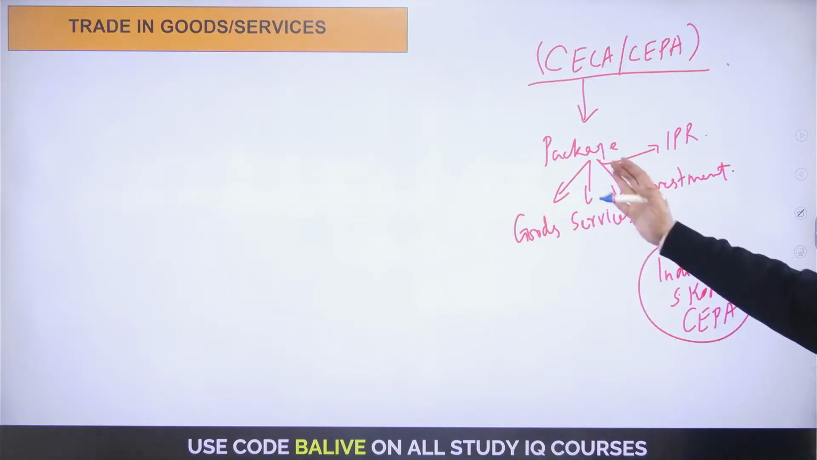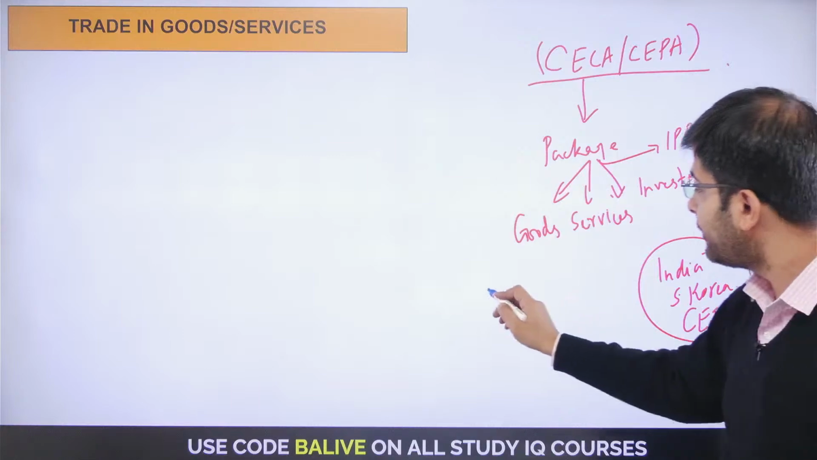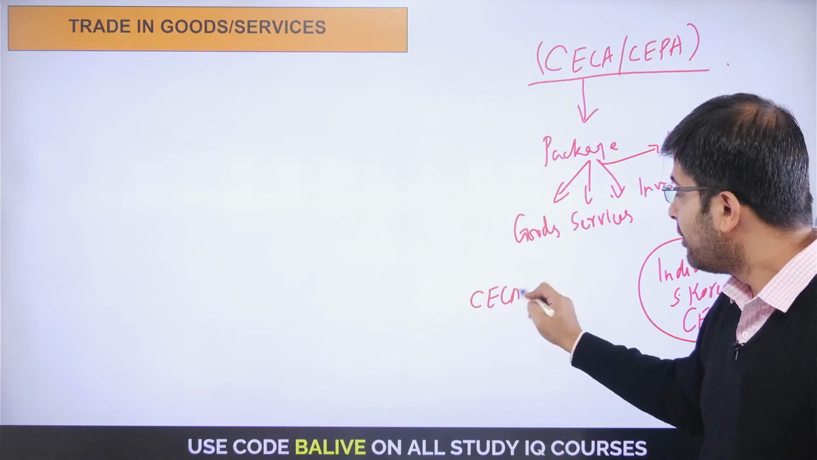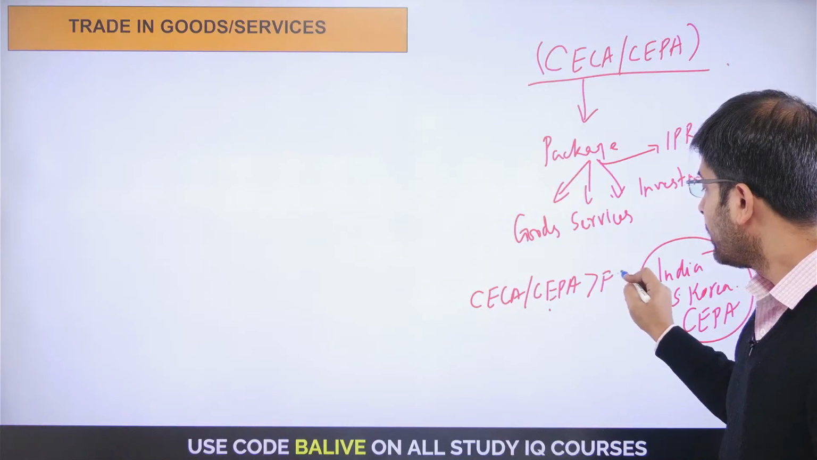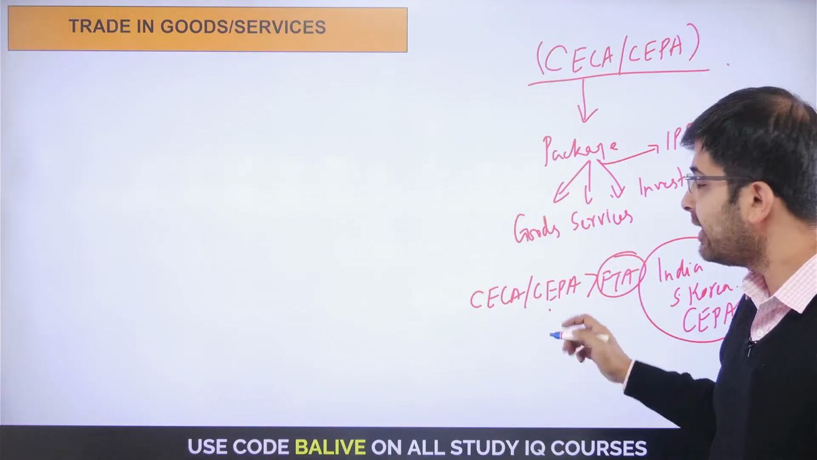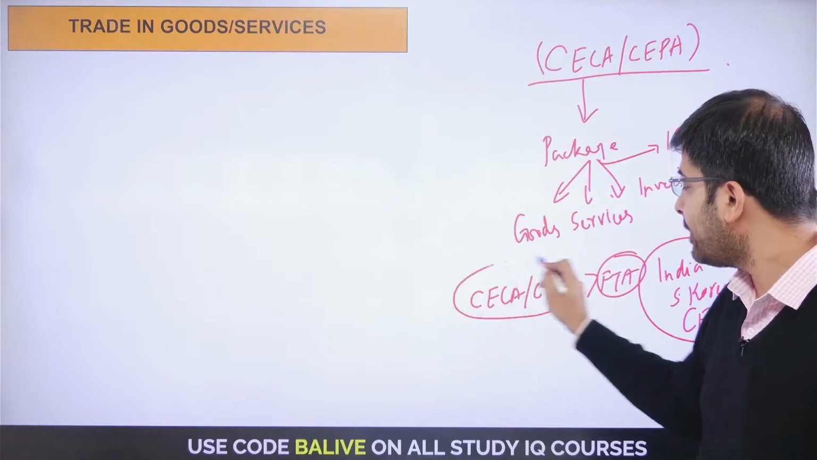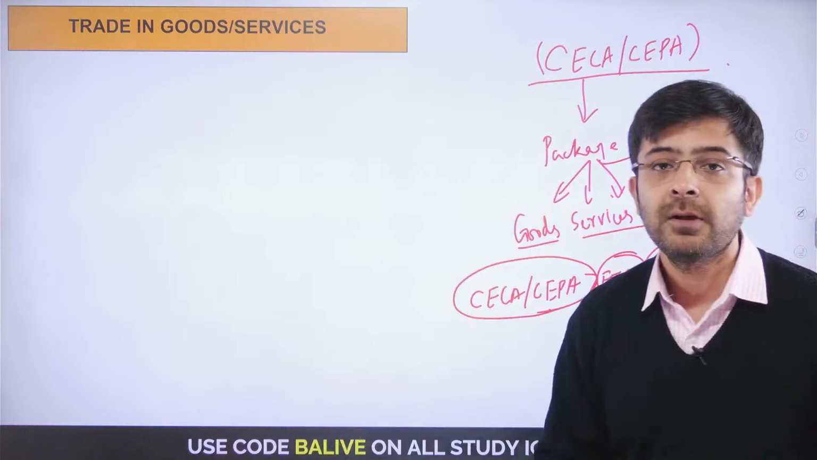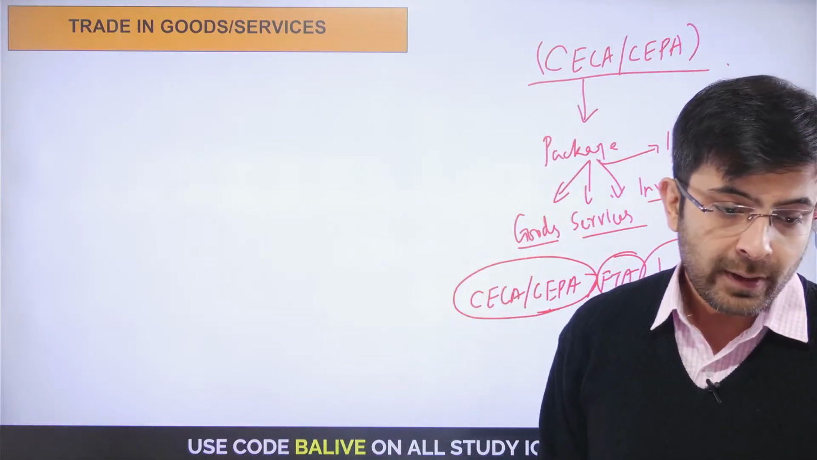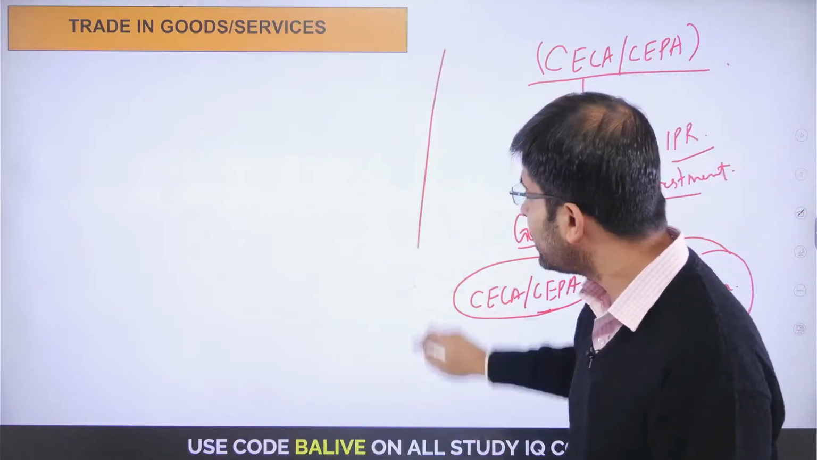Right. So again, this is how CECA or CEPA is wider, much wider in coverage than your free trade agreement. In a free trade agreement, you have a negative list. That is it. Here you have a deeper level of integration in goods and services and investment, in IPR, in competition, all of those.